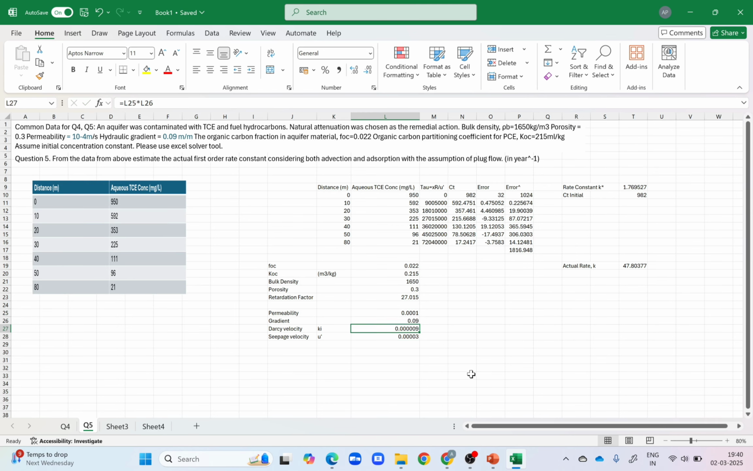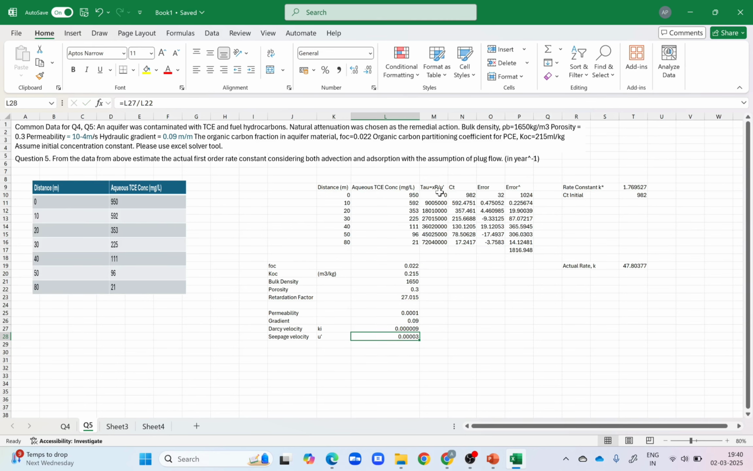So we got the Darcy's velocity and we can find out the seepage velocity by dividing the Darcy's velocity by porosity. So we have this much of Darcy's velocity divided by porosity, which is 0.3. So we got the seepage velocity.